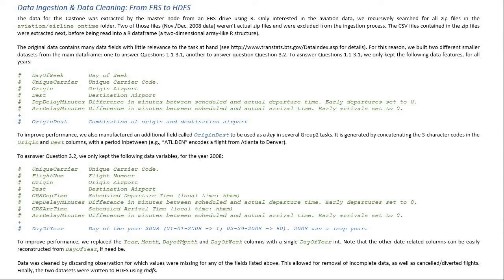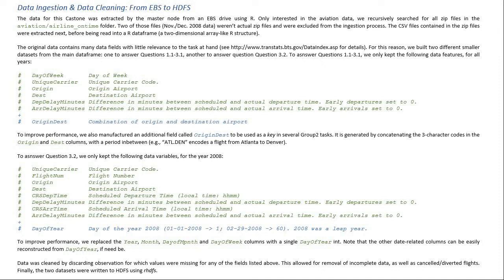For this Capstone, the data was extracted from compressed CSV files contained on an EBS drive, out of which we created two datasets, one that contained information about all years, and another one about the year 2008. The first one was used to answer the first 6 data mining questions, and the year 2008 CSV was used to answer the last data mining question.